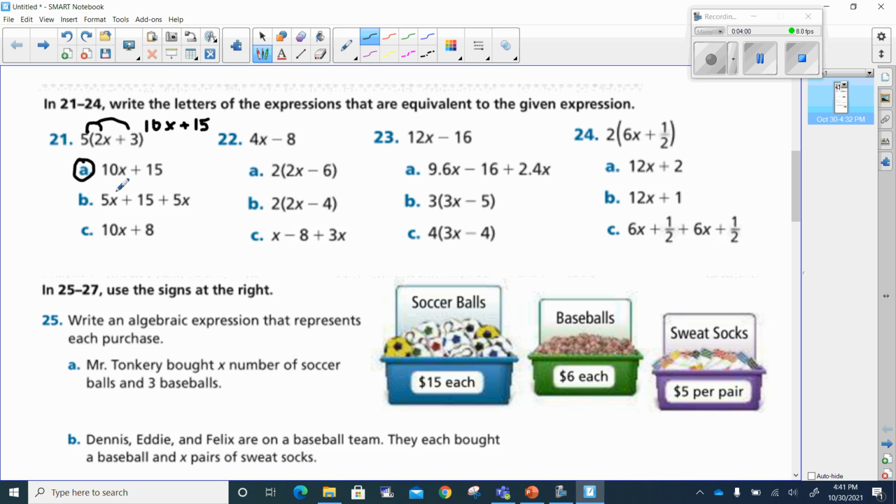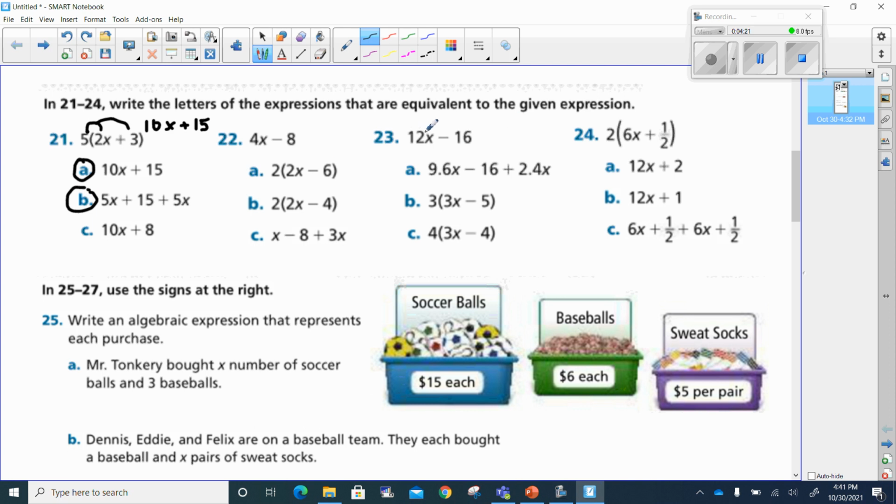But are these also equivalent? Let's look at this one. We got 5x plus 5x, that makes 10x, right? So that is equivalent to this because I'm also adding 15. Now let's look at this. I got my 10x, but this is plus 8. So this would not work, okay? So I would not write C as one of my answers.